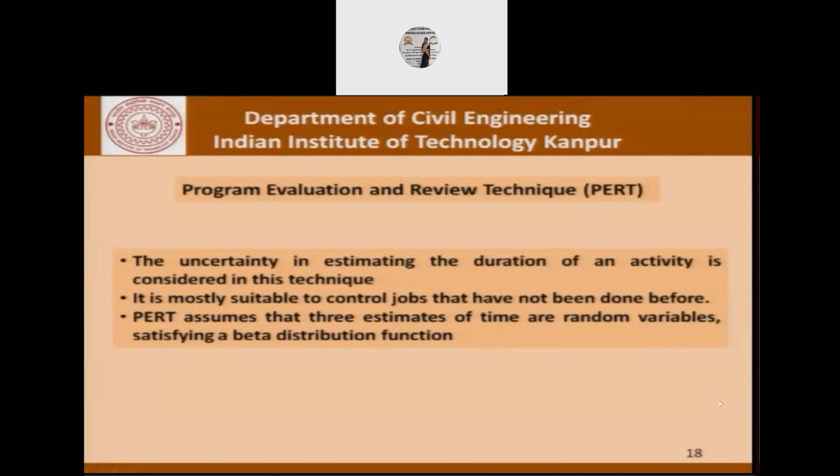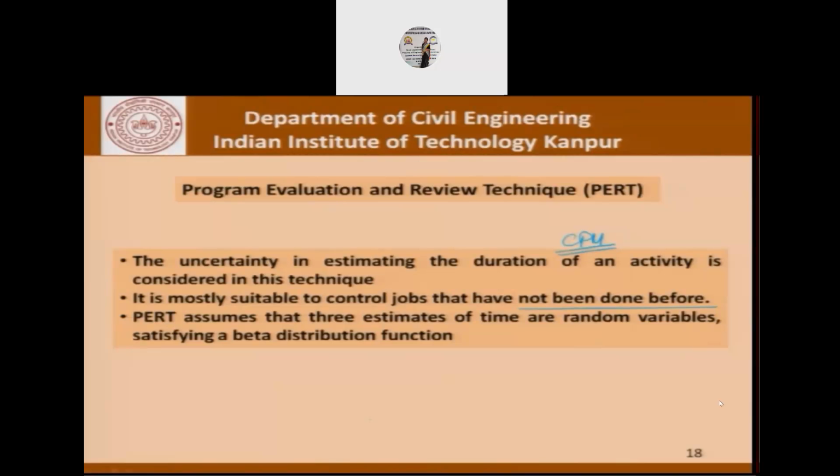PERT is the Program Evaluation and Review Technique, and the uncertainty in estimating the duration of an activity is considered in this technique as against the critical path method that we saw in the last class, where the activities had a firm time of completion. It's more suitable to control jobs that have not been done before and there is more uncertainty in the activities. PERT assumes the three estimates of time are random variables satisfying a beta distribution function.